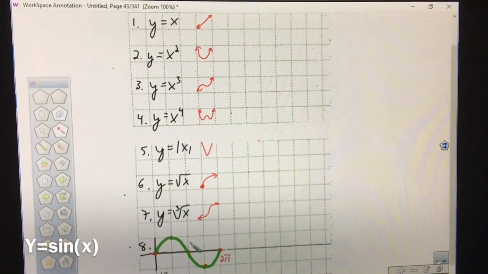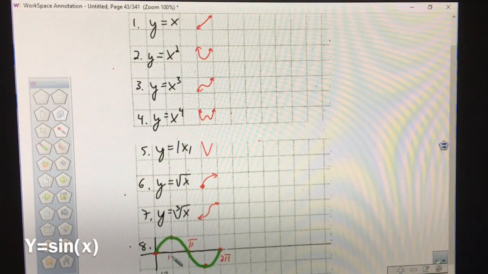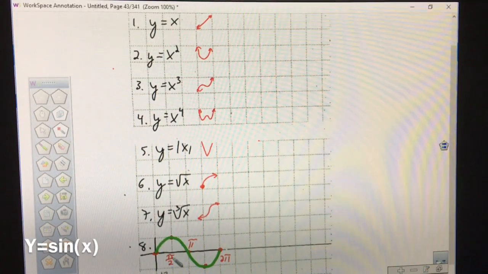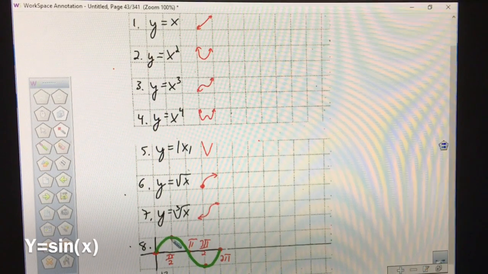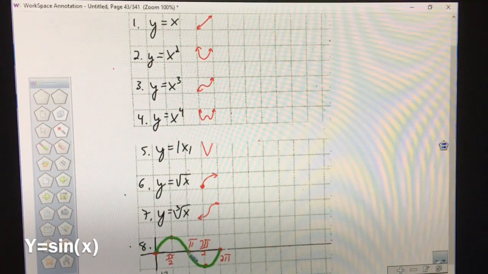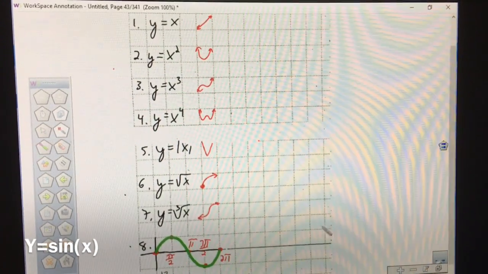What's half of 2 pi? What's half of pi? Pi over 2. So these numbers should be familiar to you from the unit circle. And it goes 1 pi over 2, 2 pi over 2, 3 pi over 2 is the third spot. So the highest value is 1, and the x value is pi over 2. Pi, 0. And those are values on the unit circle.